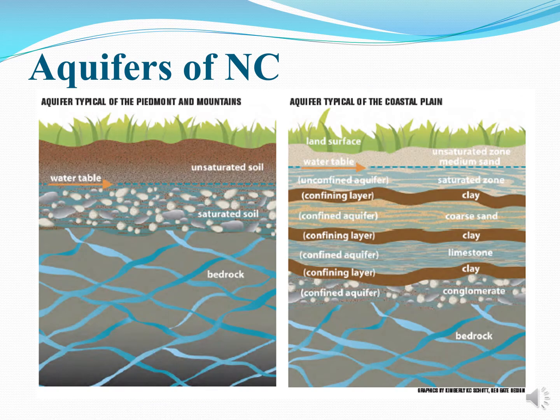So we do have aquifers in North Carolina. This is an aquifer typical of the Piedmont and mountains. This is pretty much what it would look like. This is the coastal plain. Now for us, you can say we're more between the Piedmont and coastal plains, but if you see us on the chart, you'll find out where we are.